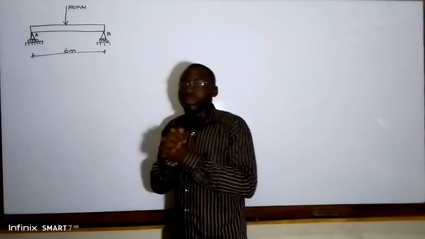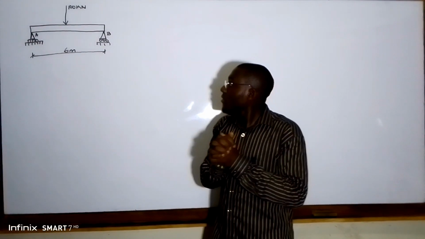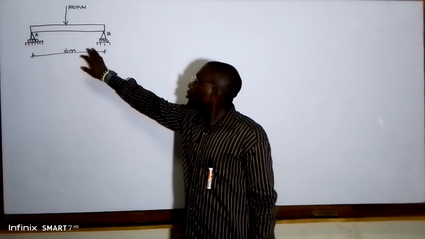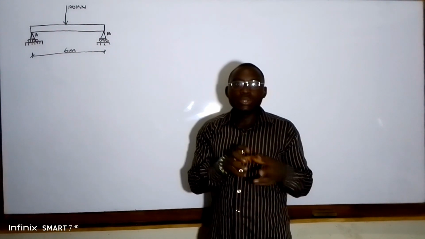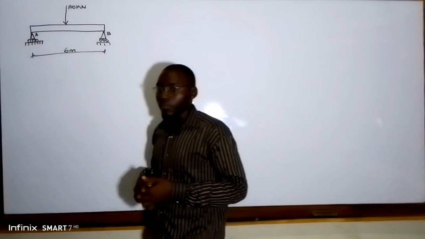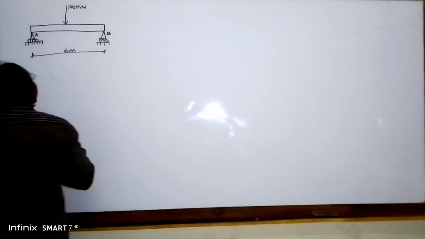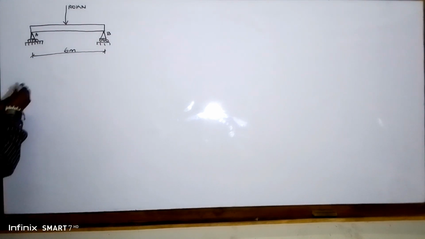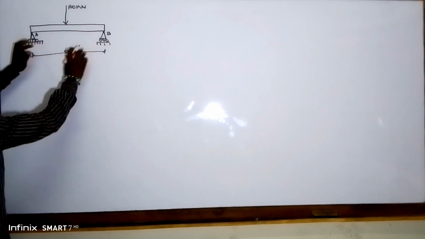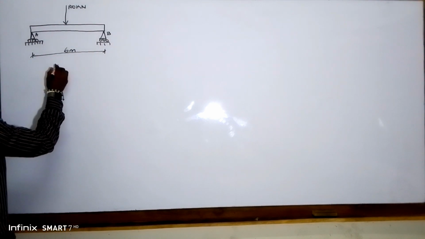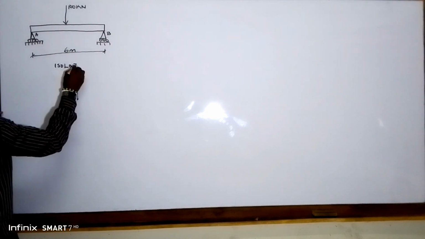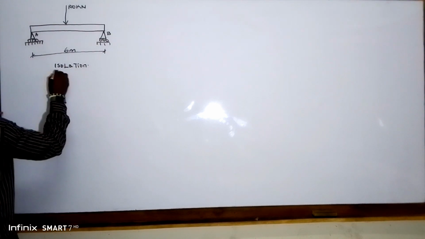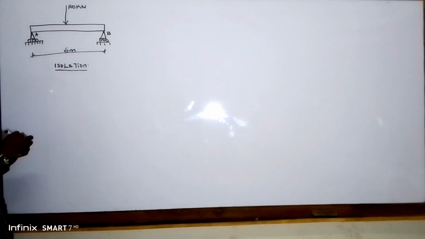So guys, today we are going to solve a simple beam on two simple supports having a point load. So guys, let's start. To start with this type of beam, you start with the isolation, or draw the free body diagram of the structure. We want to draw the isolation of this our beam.